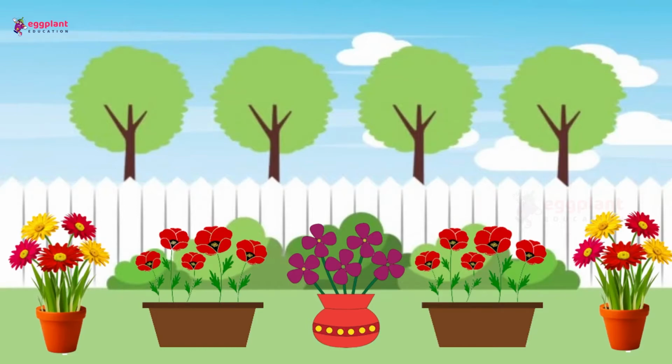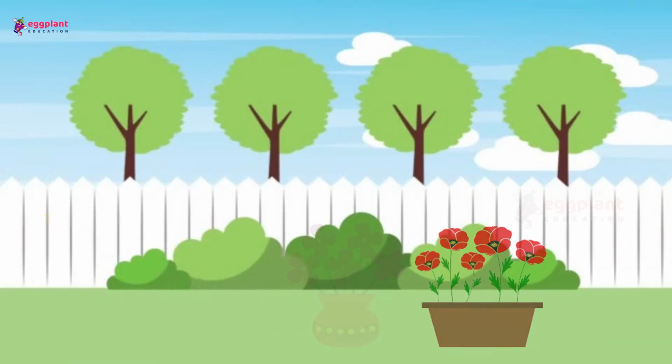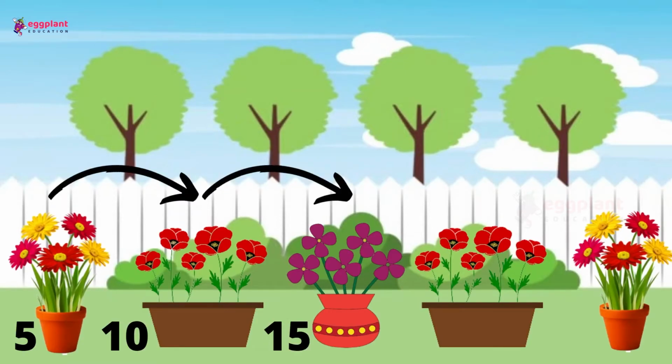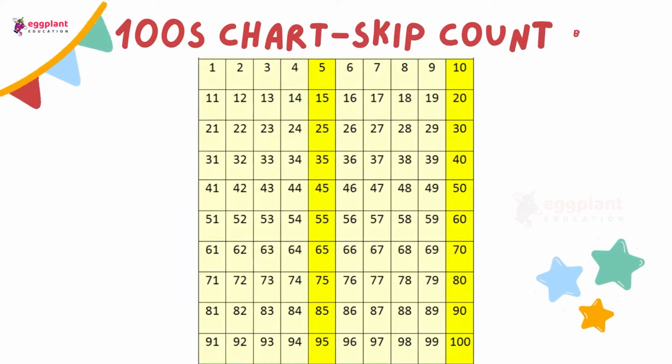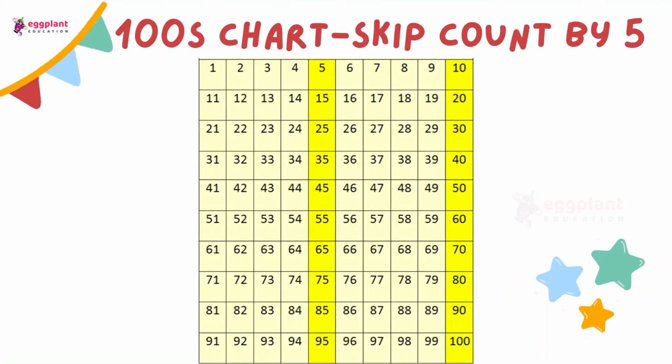We are going to count it. We can find the total number of flowers by counting in fives using a skip count by fives. Let's see. 5, 10, 15, 20, 25. So there are 25 flowers in the pot. Yes. Now let's see the hundreds chart. Skip counting by fives has a nice pattern, like look at this. 5, 10, 15, 20, 25, 30, 35, 40, 45, 50 and so on.